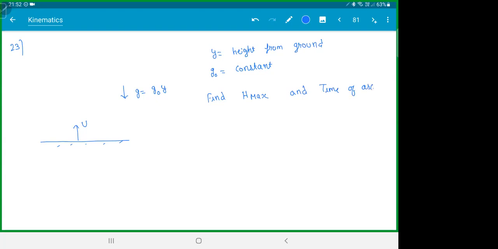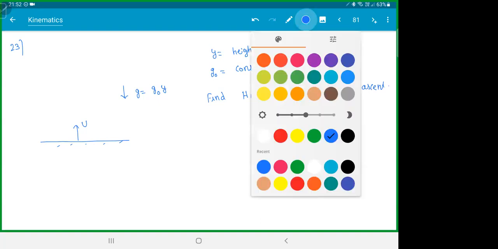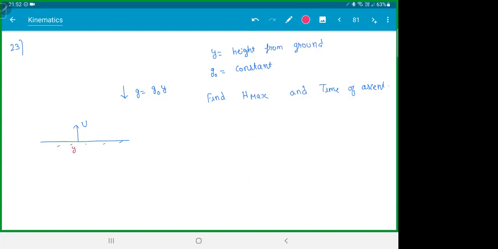This would be an advanced question. So till now we have done questions where g is constant. What if g is changing? In this thing, the higher you go, initially y is 0, ground level pe y is 0, means there is no gravity. As you go up, gravity will increase. So find h max and time of ascent. Get this? Answer comes in terms of u, g naught.